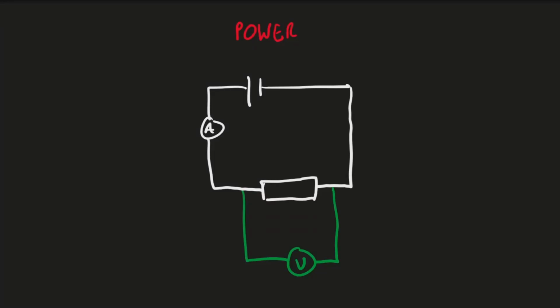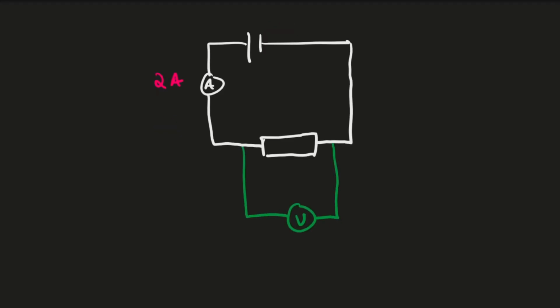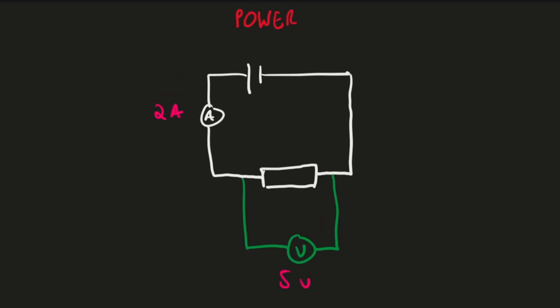So the next thing we're going to look at is power through any circuit component. So in this circuit here, we've got an ammeter and a voltmeter, and we can put some numbers in. Let's say our ammeter is reading a total of 2 amps, and our voltmeter over here is reading, let's say, 5 volts. And what we want to do is work out how much power is dissipated across our component here.